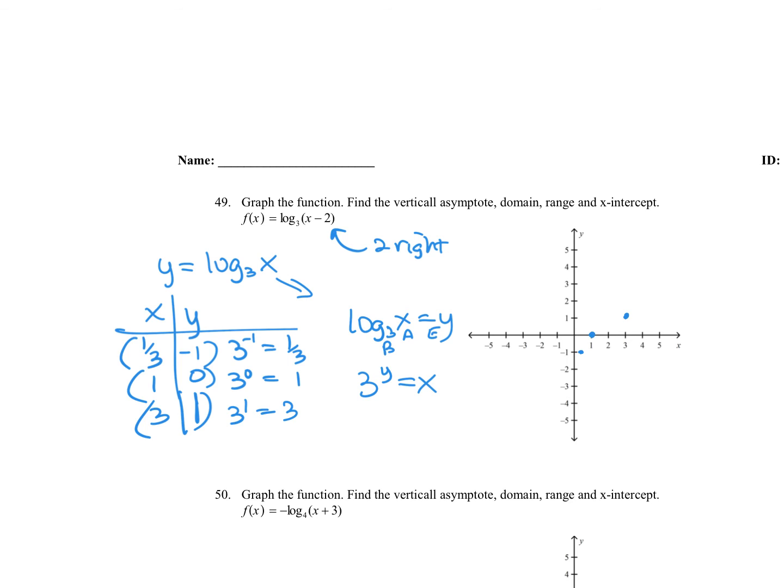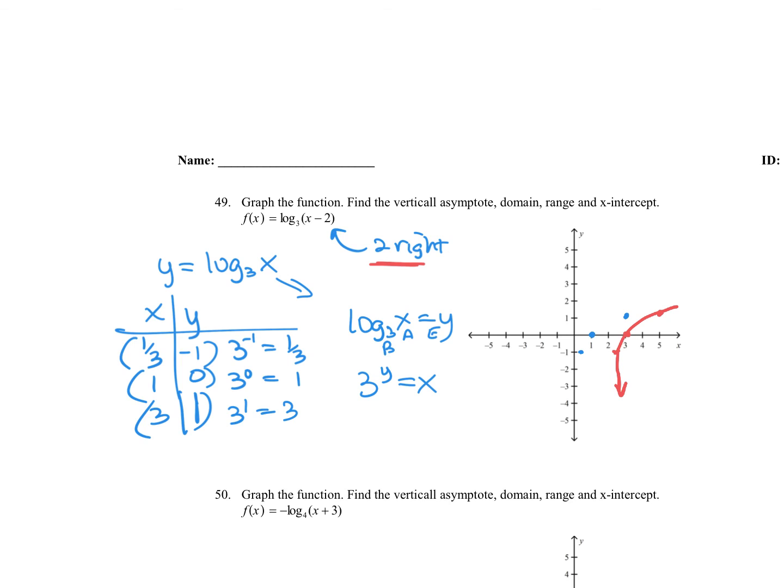Now, remember, we got to shift these. If you want to connect them, that's up to you. But I'm going to shift them before I connect them. I'm going to shift them all 2 units to the right. So this will become here, here, and then the 1/3, 1, 2, oops. And then now we can graph it.